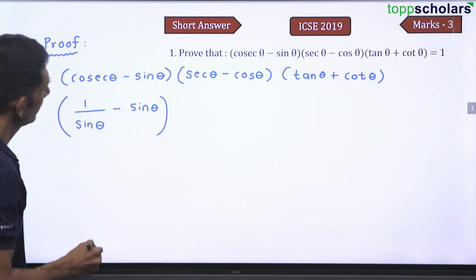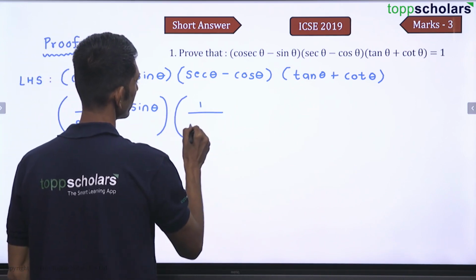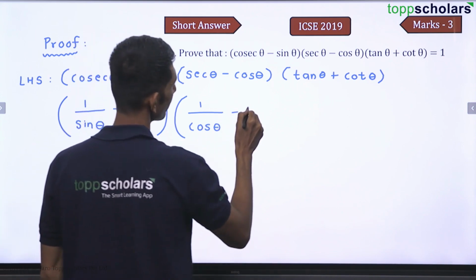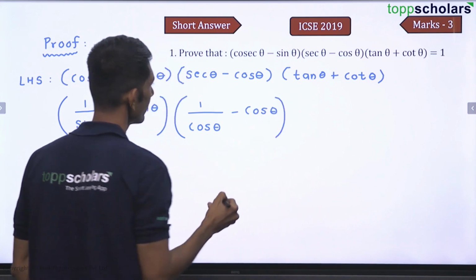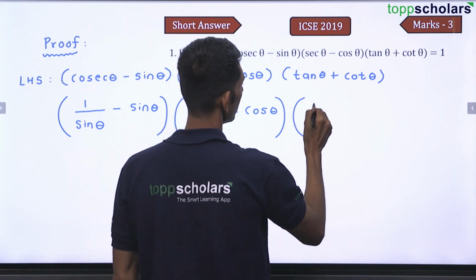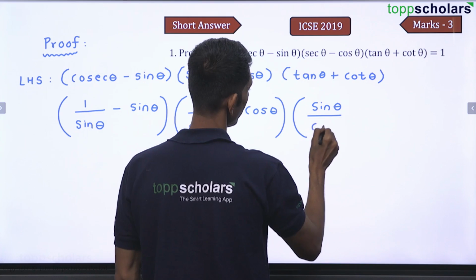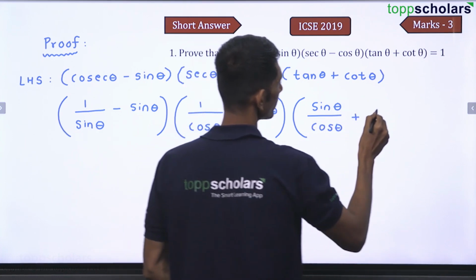correct. Then sec can be written as 1 by cos. This is minus cos theta. Don't change cos, keep it as it is. Keep everything in sin and cos. And this becomes sin by cos, right? Sin theta by cos theta plus cos theta by sin theta.